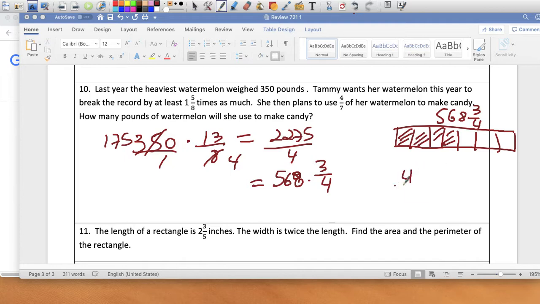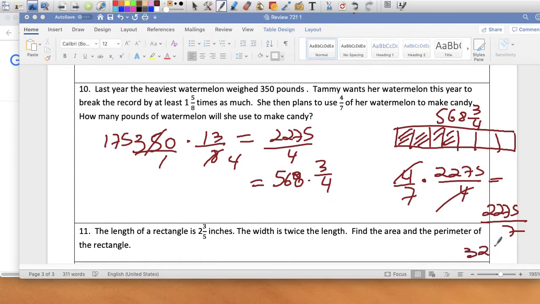So again, we're going to use 4/7 of, and I'm going to keep this as instead of 568 and 3/4, I'm going to go back to the mixed number format. All right, 2,275 over 4. Okay, same thing. So 4/7 of the total size of the new watermelon. That simplifies, thankfully. And we got 2,275 divided by 7, which is, I have no idea. Wow, look at that. Nice, pretty number. We're going to use 325 pounds of the 568 to make candy. I am okay with that. Really am okay.